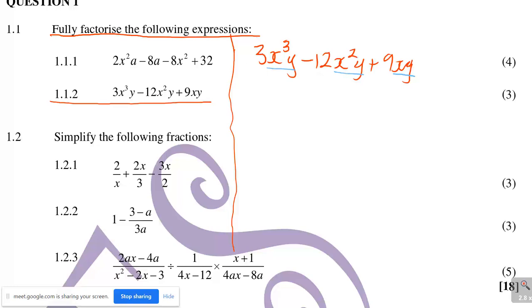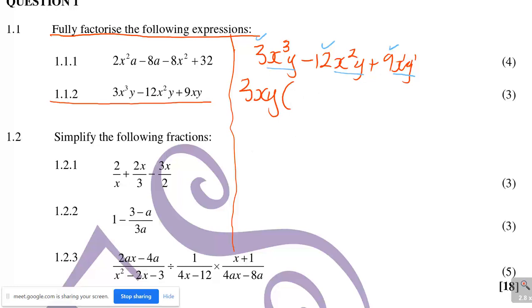And then look at the numbers. We've got a 3, we've got a 12, we've got a 9, which means 3 is also common there. See that? So we can actually take out our 3, and x is common. And remember, when you're taking out the common factor, you take out the smallest one with the power 1. So it's x and the y.